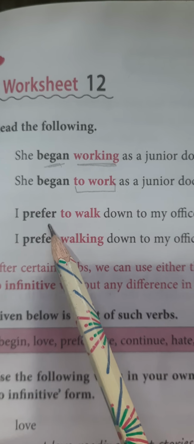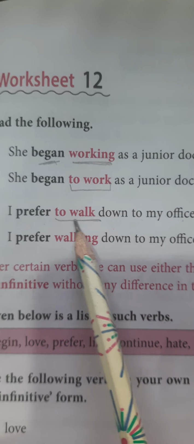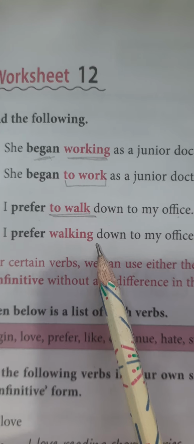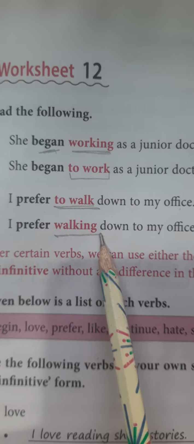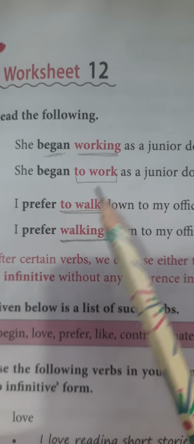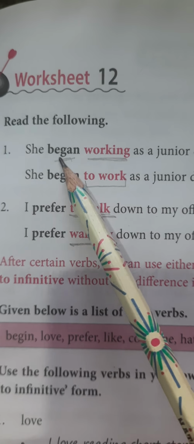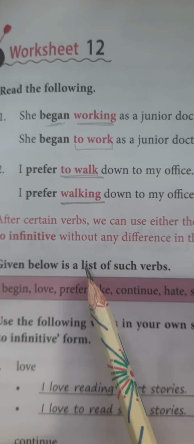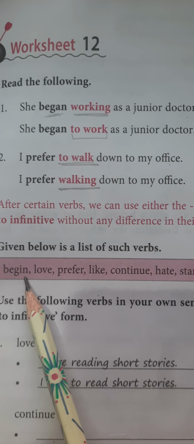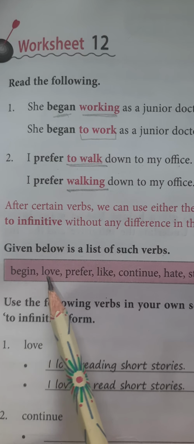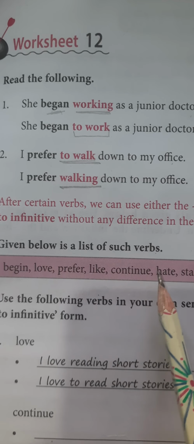Next is I prefer to walk down to my office, and I prefer walking down to my office. So here we are also applying first form plus ing. You can go with gerund or you can go with infinitives with the verbs begin and prefer. Given below is a list of such verbs. You can look at the verbs given here and you can add both first form plus ing and to plus base form of the verb.